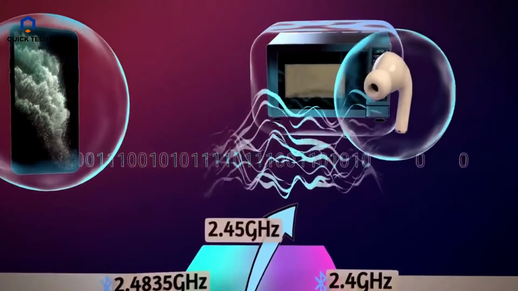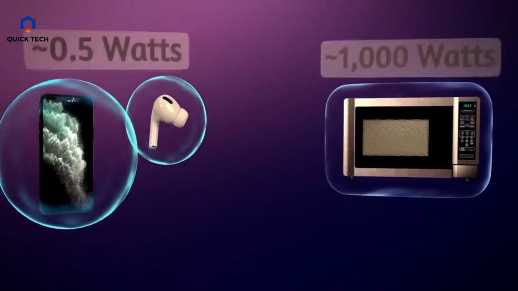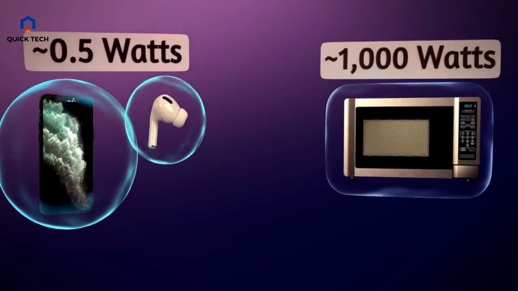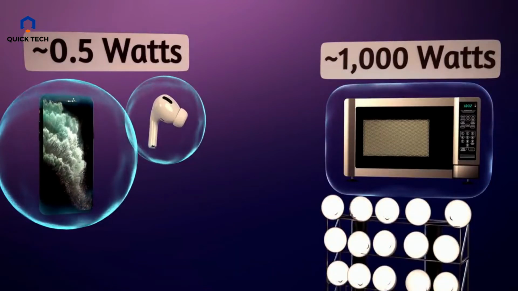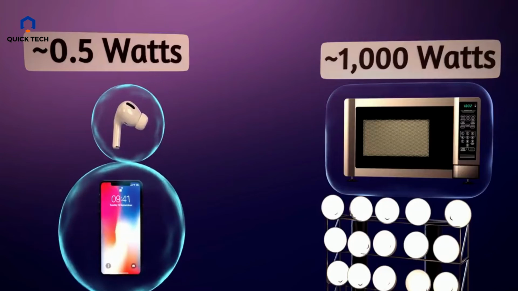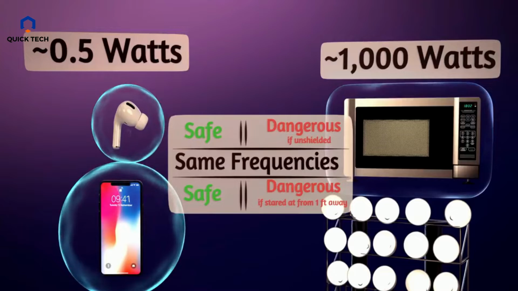However, please don't think your Bluetooth headphones are dangerous because they emit a wavelength that's similar to your microwave's. That would be like comparing the light output from stadium floodlights to the light from your smartphone screen, and saying that because they both use the same colors of light, they'll both cause damage when stared at from a foot away.